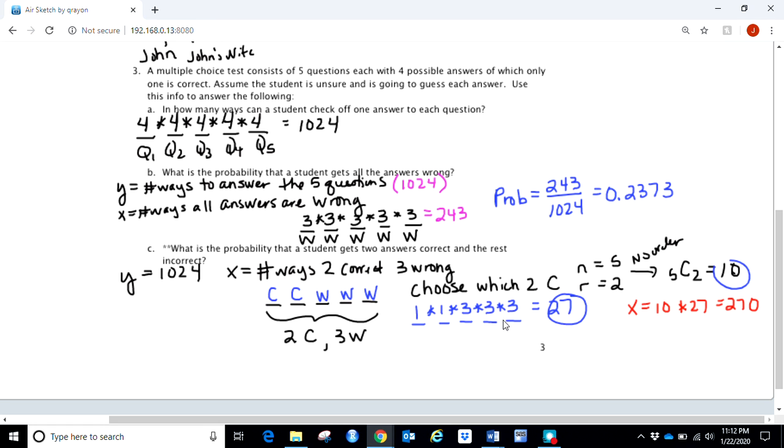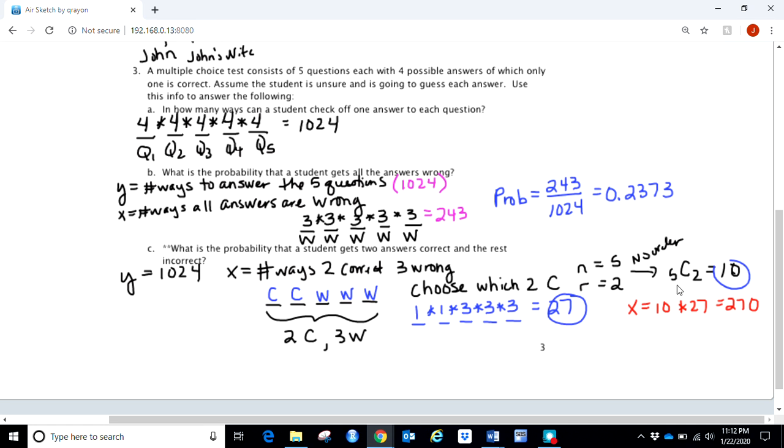I could have gone through and listed it out. So, well, I could have got the first question right, so 1 option there. Second question wrong, so 3 options there. Third question right, so 1 option there. 3 and 3, but every time I do that, I'm going to have 2 1s and 3 3s. And so anytime I multiply those 5 numbers together, I'm always going to get 27. So I really don't need to keep doing that same math over and over again when I can just find out how many different ways I can arrange those 2 1s and those 3 3s, and then just multiply all my numbers together at the end.